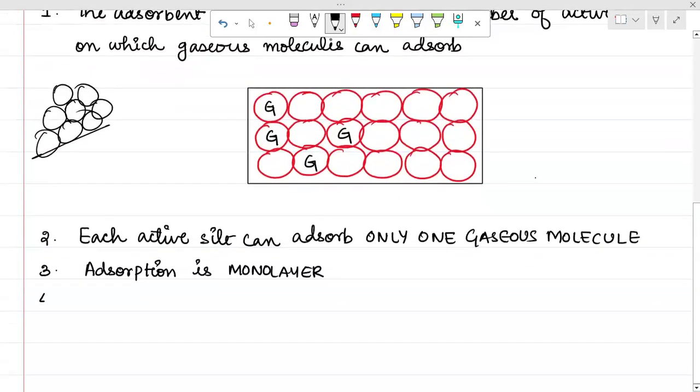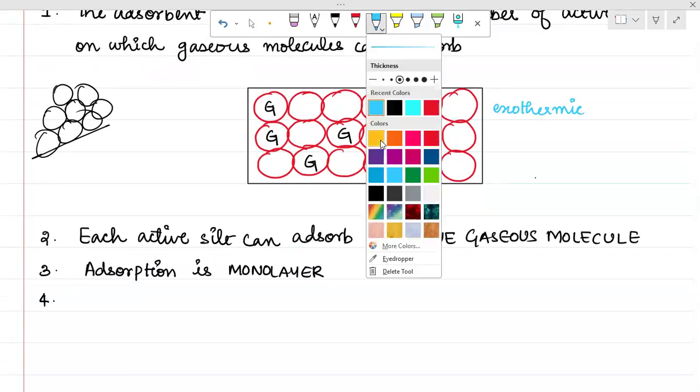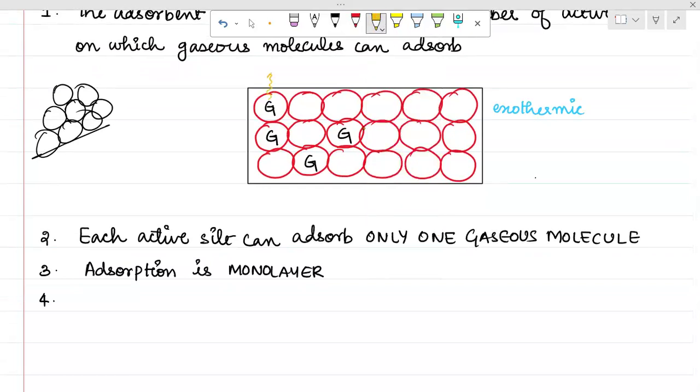Next. Now, when you see a gaseous molecule being adsorbed on a solid surface, we already know that this process is exothermic. And if this process is exothermic, you know that when a gaseous molecule adsorbs onto a surface, some amount of heat is liberated. So the enthalpy associated with this is negative.